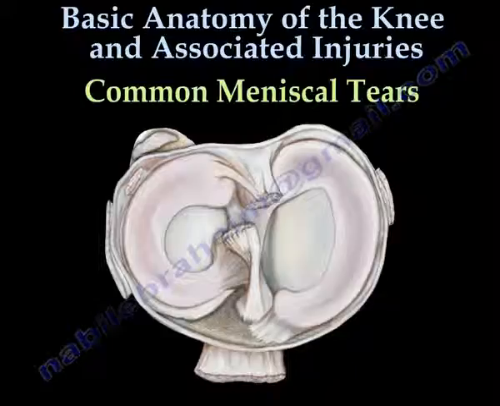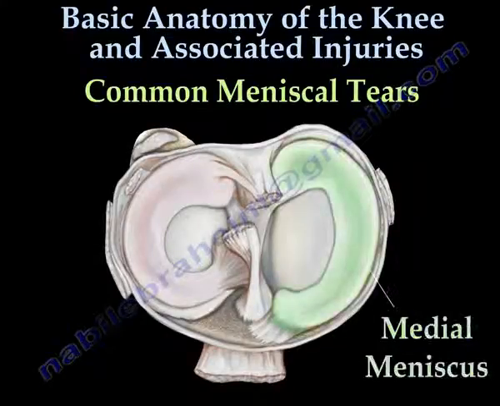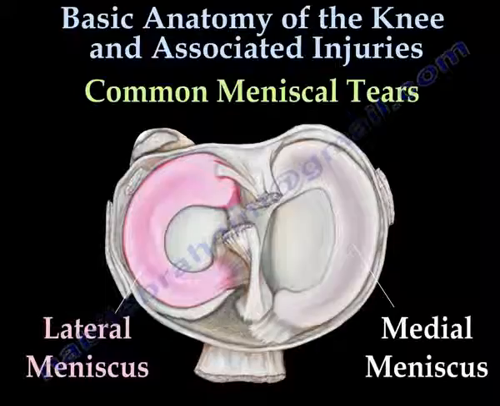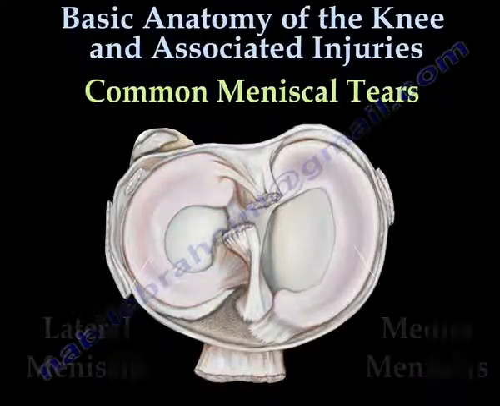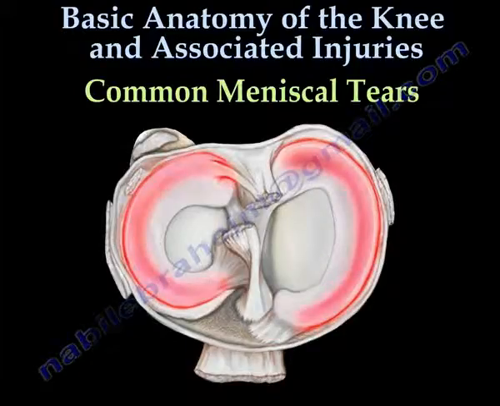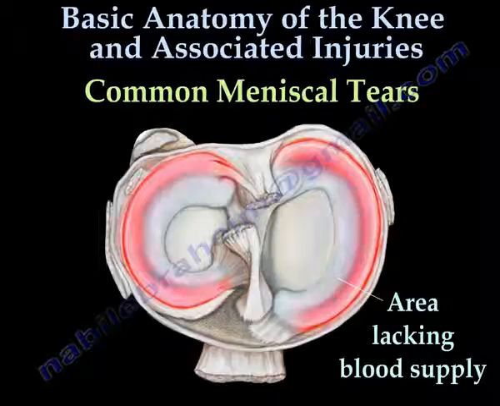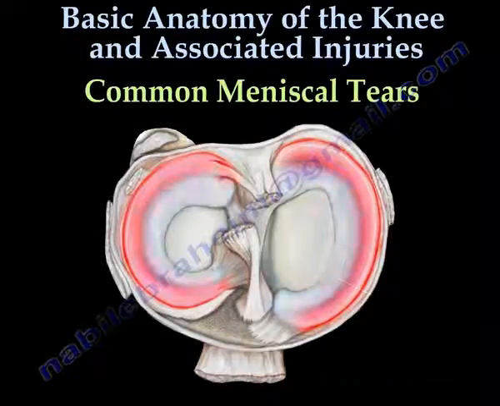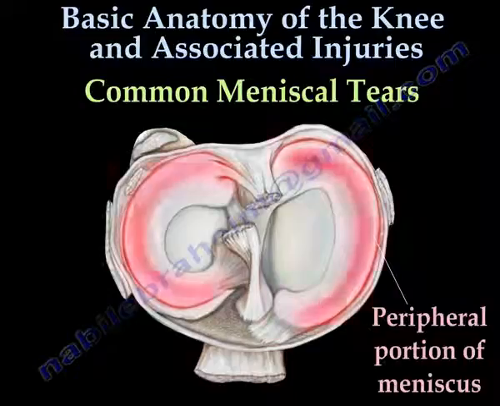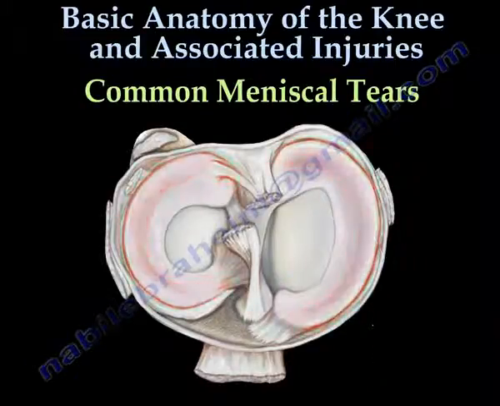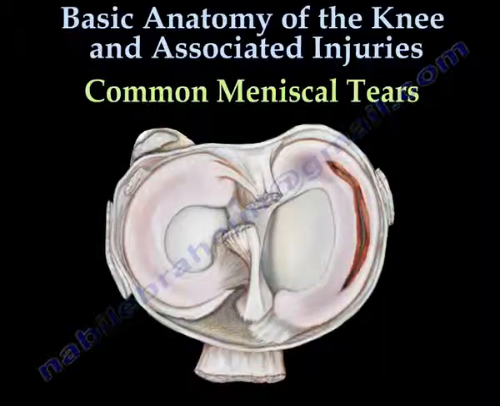A meniscal tear is a common knee injury that can cause pain within the knee joint. Each knee has two C-shaped menisci, the medial meniscus and the lateral meniscus. This tissue functions as cushion for the articular cartilage. The majority of the meniscus lacks a blood supply. For this reason, some areas of the meniscus are unable to undergo a normal healing process. The peripheral area is the portion of the meniscus that does have a blood supply. If damage occurs within this area, it is possible to repair the torn meniscus.